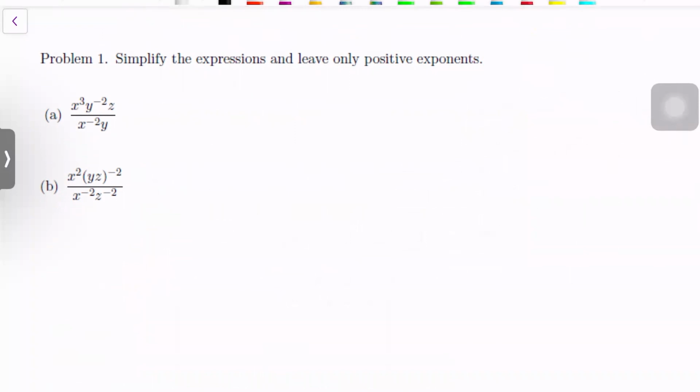So x cubed y to the power negative 2 and times z. Notice there's nothing in between. That means that we have products here. I can always put this multiplication dot just to remind myself we're talking about a product, right? So x cubed times y to the power negative 2 times z, divided. So you have a fraction bar, x to the power negative 2 times y.